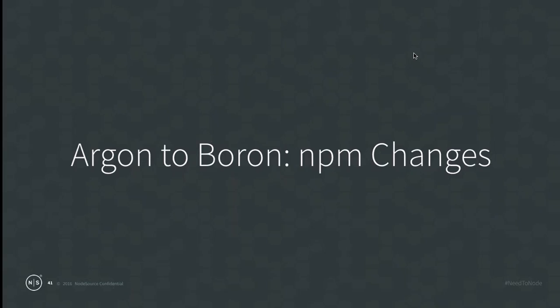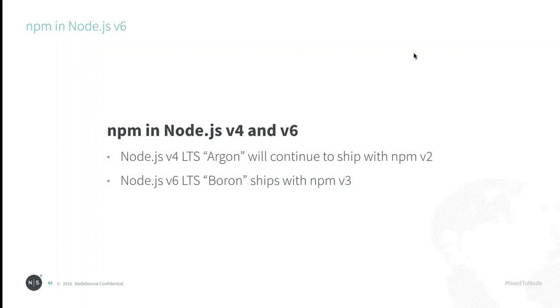And lastly, I'll just quickly run through some NPM changes because Node version 4 LTS Argon ships with NPM version 2. It still ships with it, and it will continue to ship with it for the foreseeable future unless something dramatic happens to NPM and they say we're not supporting it anymore or something.